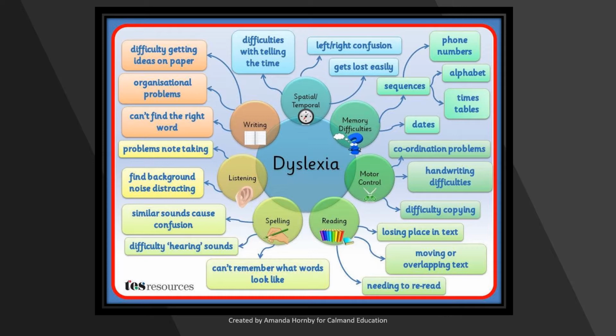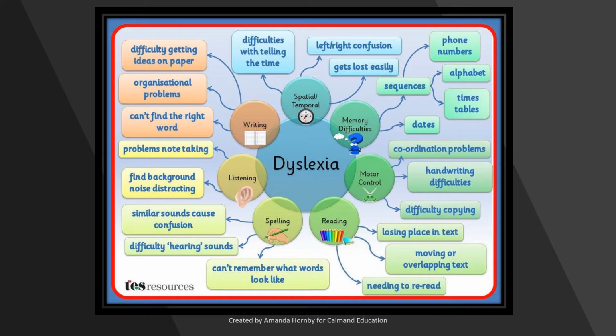If we move on to reading, they might lose their place in a text, with overlapping or moving text on a page, and then need to reread something because they've lost the place. Now that links in with the memory difficulties. If they can't remember what they've read, they might not be able to look at the page, and then they've forgotten what they've already read. So it goes around in a bit of a vicious circle, which is really quite difficult.